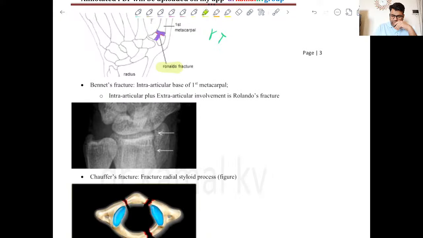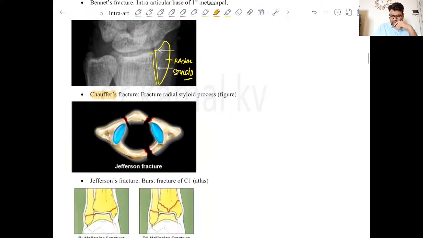Now the fracture of the radial styloid, that is known as Chauffeur's fracture. Clear? So this is the radial styloid, right? So this is the Chauffeur's fracture. Clear? So fracture of radial styloid, this is the radial styloid. This is Chauffeur's fracture. Chauffeurs are actually drivers of the car.